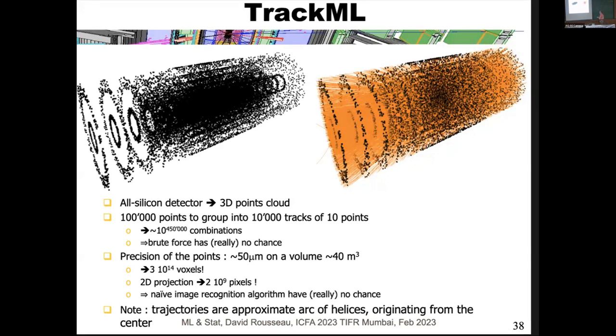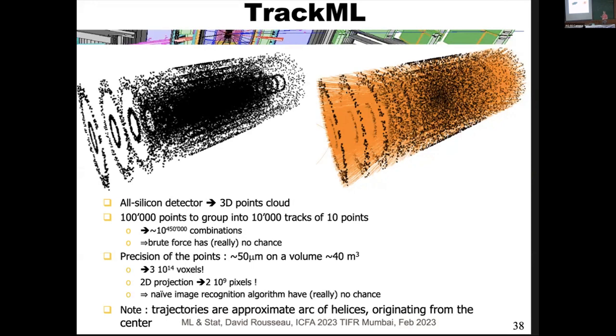And if you translate this into voxels, this will be 10 to the 14 voxels, which is very, very large. And even if you want to work in projections, you will have billions of pixels. So it's very difficult to have a naive algorithm understand this data.